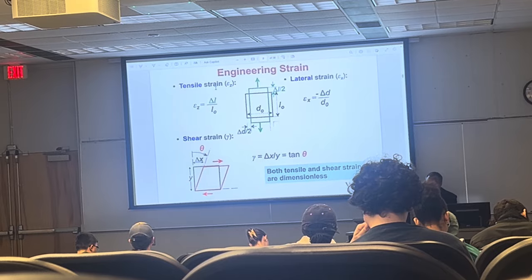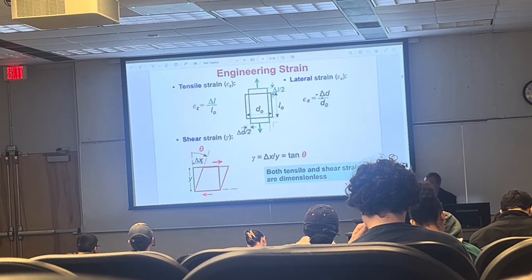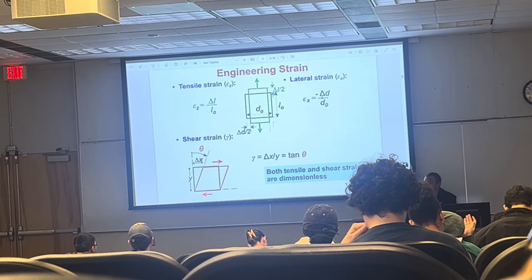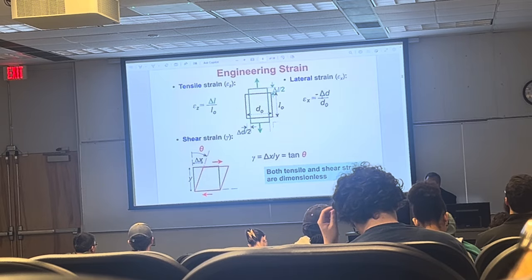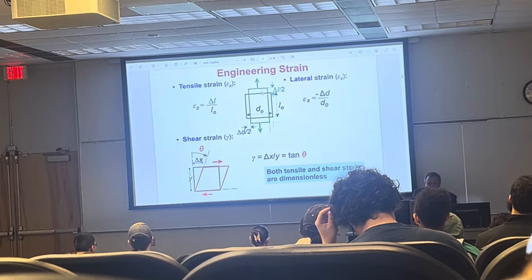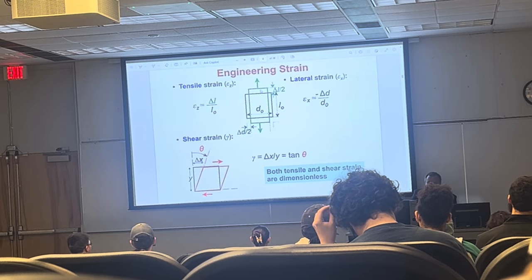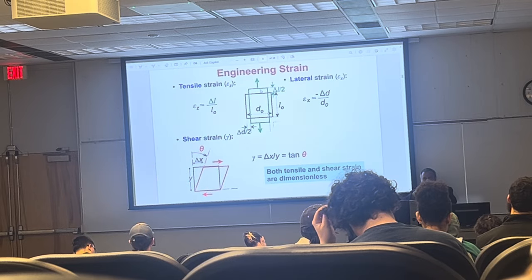But there's also lateral strain, which is perpendicular, which is equal to minus D divided by D0. Can somebody tell me why there's a minus sign? All right, this delta L, is it positive or negative? It's positive because it's under tension, so it's elongating, right? But in the lateral direction, it shrinks. So one is plus, another one is a minus.